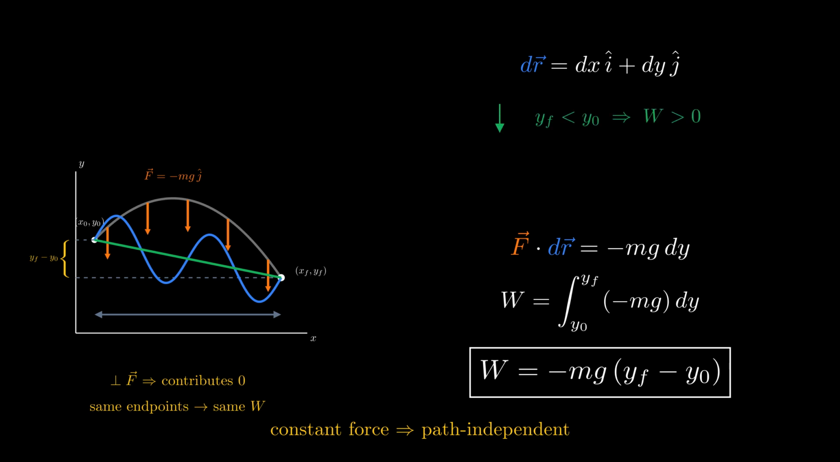If the body ends below its start, y sub f minus y sub 0 is negative, the two minus signs cancel and gravity's work is positive. The force pointed along the descent. If the body climbs, gravity's work is negative. The force opposes the motion the whole way up.